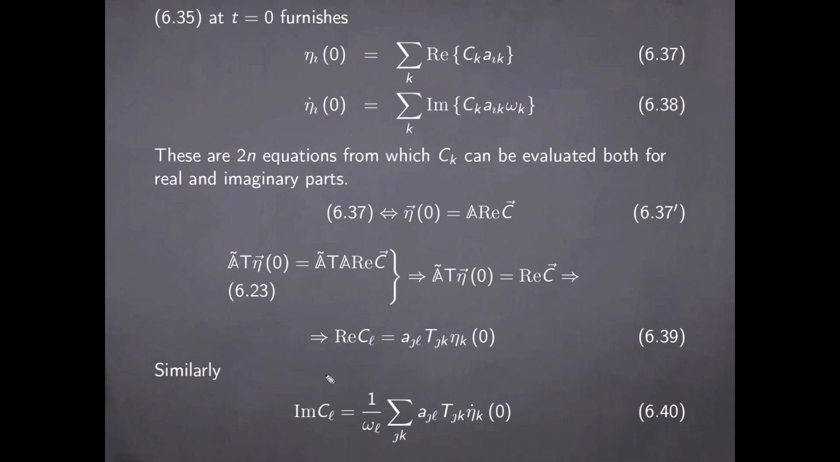And similarly, we can obtain the imaginary component as well, by the exact same argument, and we get the expression here, where I've written the sum explicitly to make it clear that in this case we are not summing over l, so we are just summing over the indices j and k.